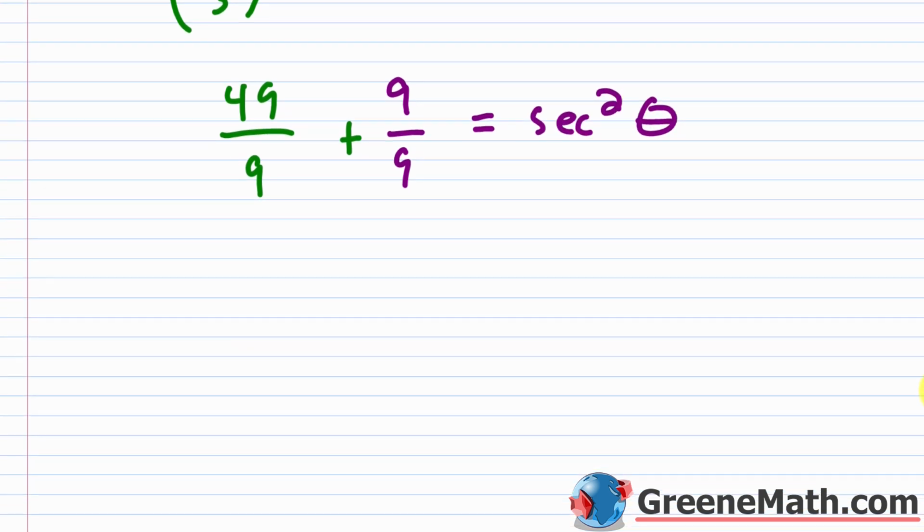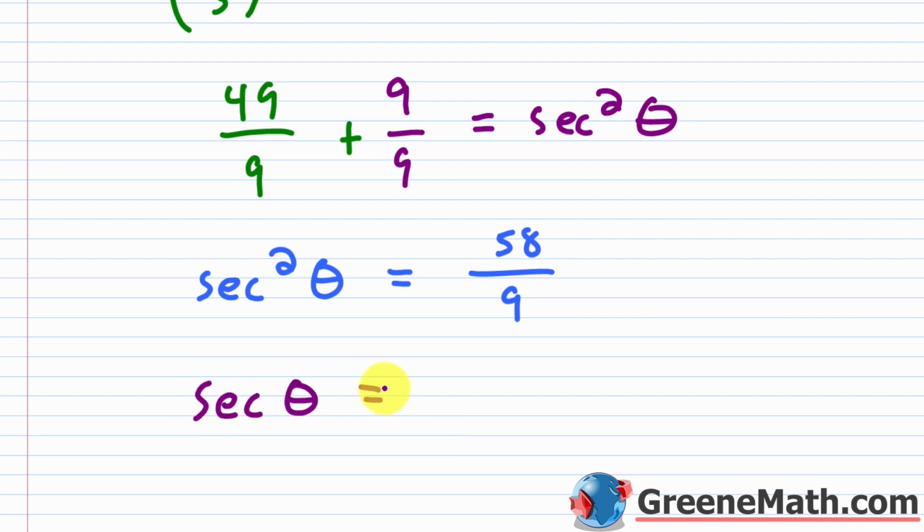So let's go down a little bit more. I'm going to flip this around and put this guy on the left. So secant squared of theta is equal to 49 plus 9, which gives me 58, over 9. Now to get this in the form of secant of theta, since this is being squared, I want to take the square root of each side. Remember, on this side, I want to go plus or minus the square root of 58 over 9. I'm only going to need one of these.